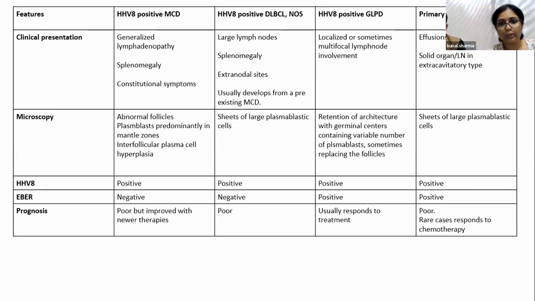And HHV8 is positive in all the cases. EBER-ISH is negative in the HHV8 positive DLBCLs and the multicentric Castleman's disease. And in primary effusion lymphomas, both HHV8 and EBER-ISH are positive, and most of them have a poor prognosis. Multicentric Castleman's disease also has a poor prognosis, but it is improved with some newer therapies, and the GLPDs usually respond to treatment.